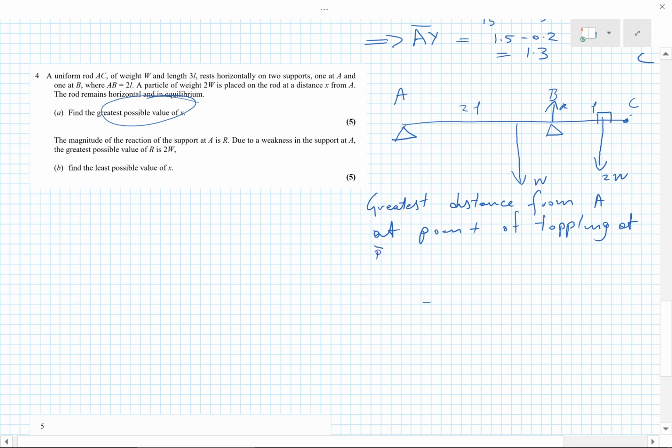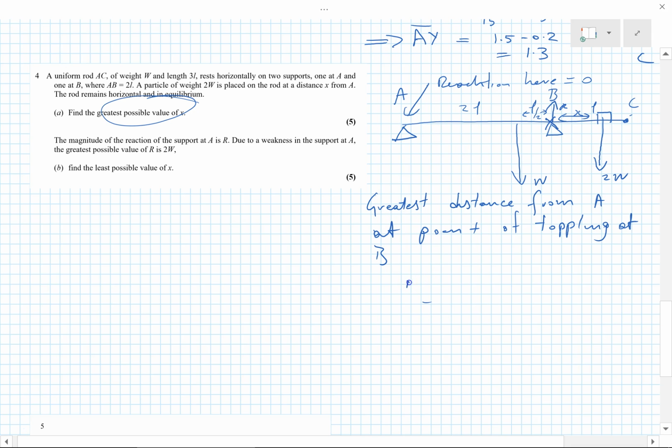At B, the key here is reaction here equals 0, like it was in the last question. So I'm going to mark X on here and then decide what the final distance is there. We know that because the whole rod is 3L, and this is 2L, this distance here must be L over 2. Okay, let's put that.